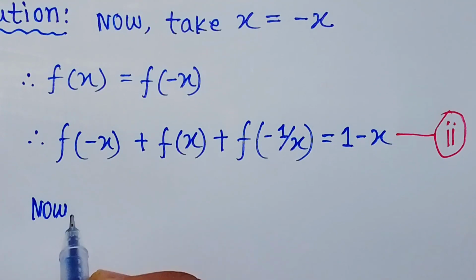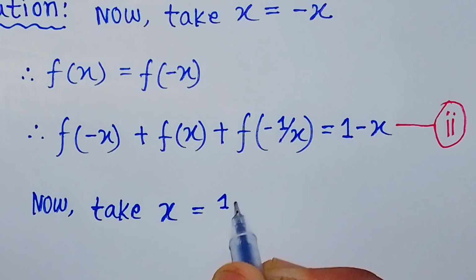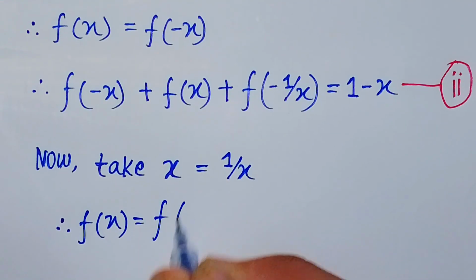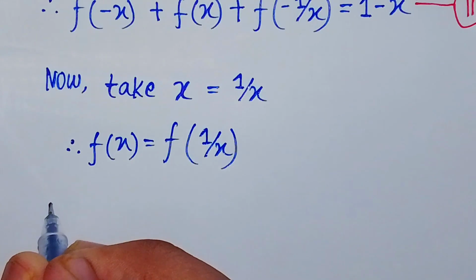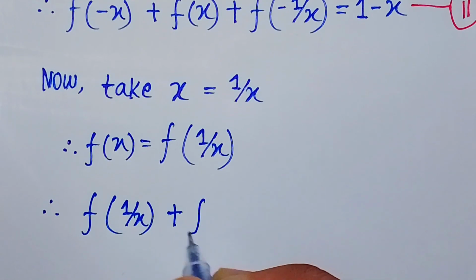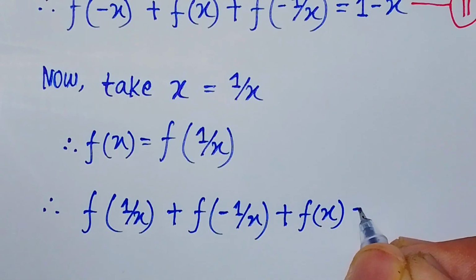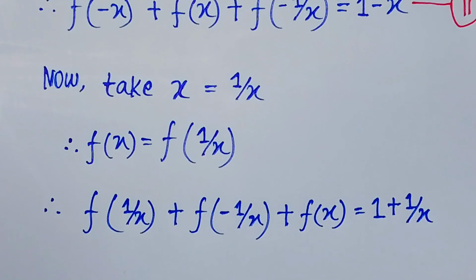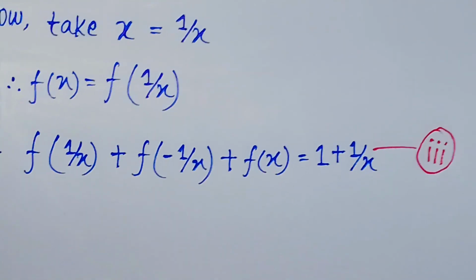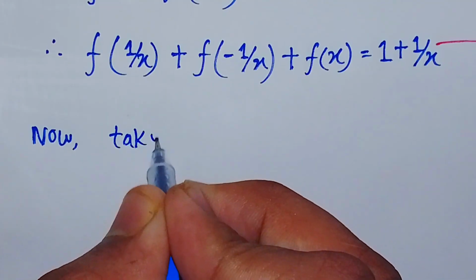Alright, after that, now we'll take the value of x as 1/x. Then the value of f(x) is equal to f(1/x). After that we can write f(1/x) + f(-1/x) + f(x) = 1 + 1/x. Then we can take this as equation number 3. We are just replacing the values in equation number 1 and getting new equations.